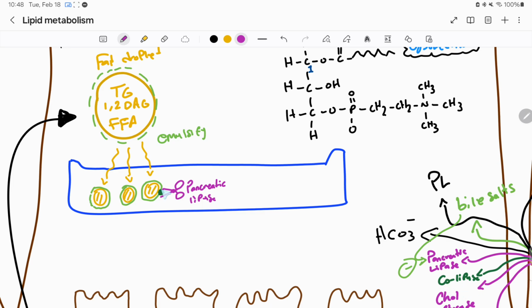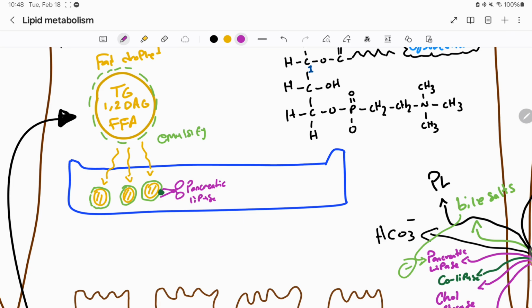Now, here's what happened. The bile salts inhibit the pancreatic lipase from binding to the actual fat droplet. So what ends up happening is the colipase binds first to the actual bile salt stabilized fat droplet, which then allows the pancreatic lipase to bind to the fat droplet. Now the pancreatic lipase can initiate its job and start hydrolyzing all these triglycerides and 1,2 diacylglycerols.